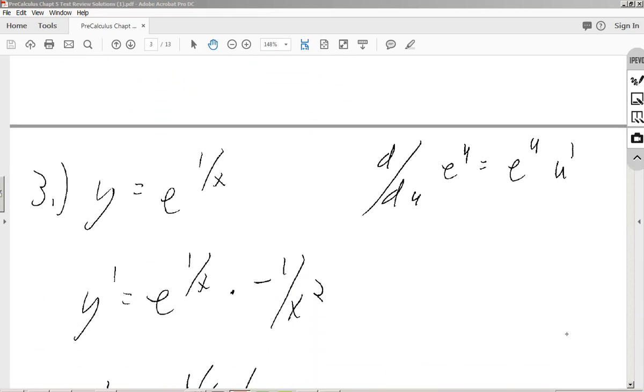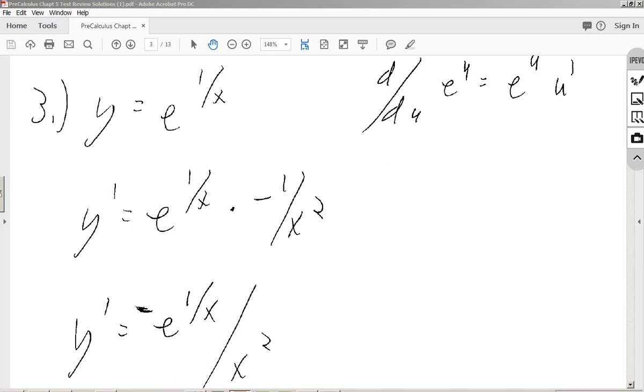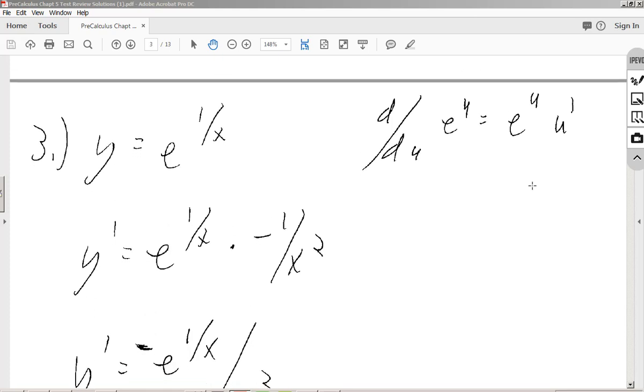Okay, on number 3, it says I've got y equals e to the 1 over x. So just as a reminder right here, I've written my derivative of e to the u.